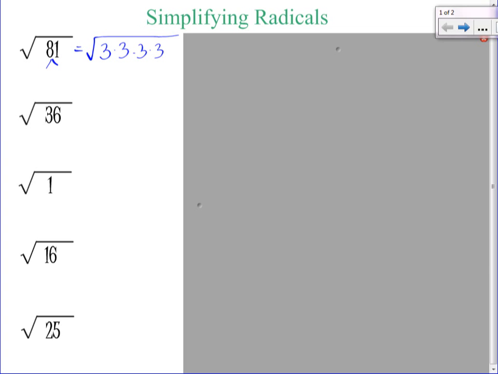Okay, so what we're doing when we're square rooting something is we are looking for pairs of numbers that match. Okay, so we've got these that match and we have these that match. What we're doing is we're taking them out of the root and just writing down one of those single numbers. So right here, there's a group of 3, so we write down 3. Here's another group of 3, we write down 3, and we get 9.